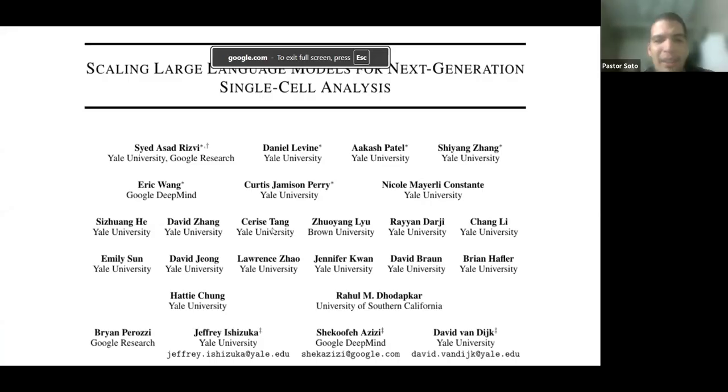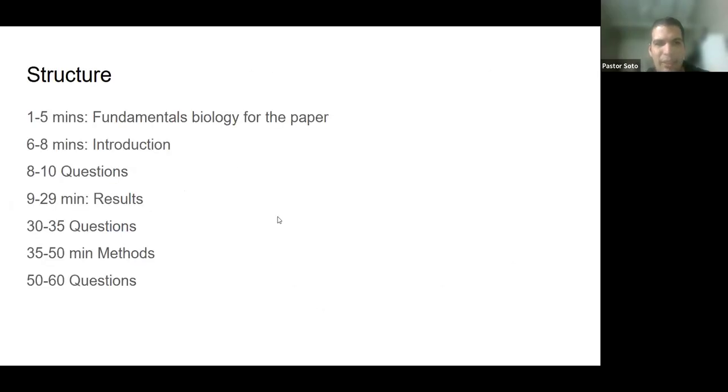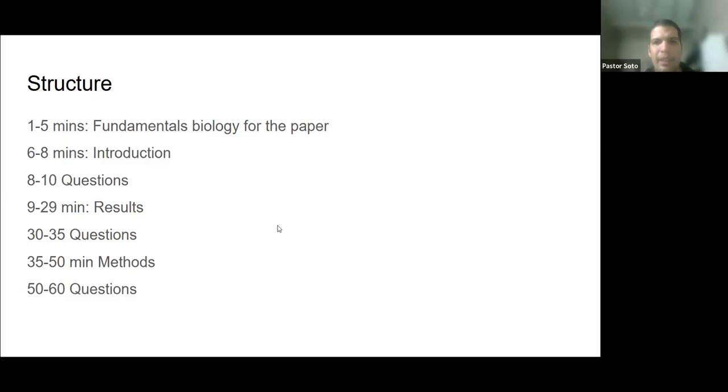Let's get started with this paper, which I found really fascinating: Scaling Large Language Models for Next Generation Single Cell Analysis. Before we dive into the paper, this is the structure that I want, and I wanted to have some type of baseline so everyone can understand what the paper is about.